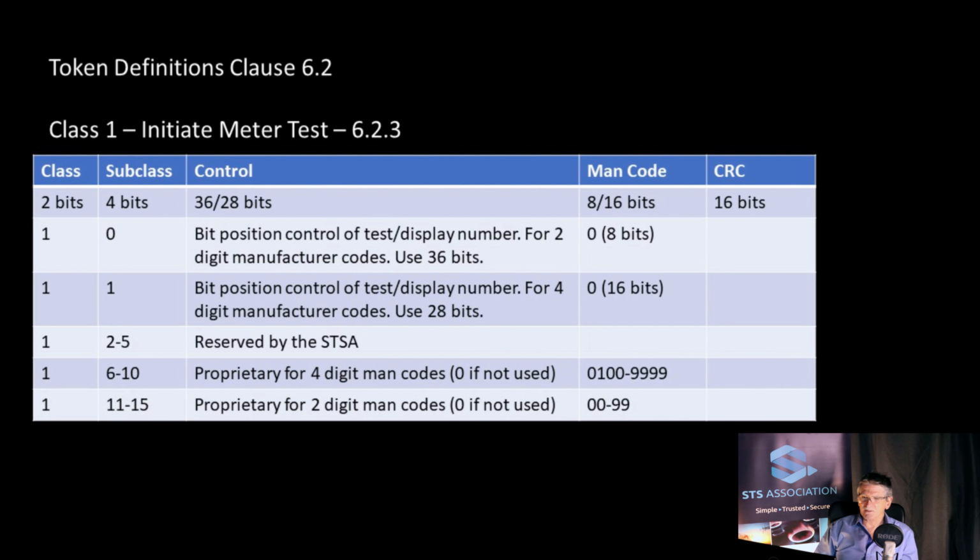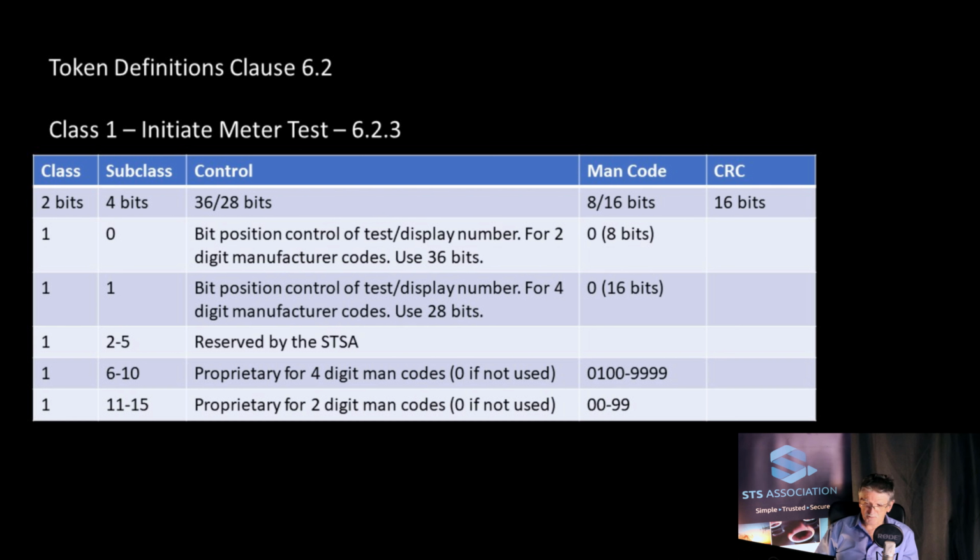Okay, so the token definitions, you can look at clause 6.2, and then for class 1, the initiate meter test, it's a class 1 token, all of them. The subclass is 0, and that is the bit position control of the test display number for 2-digit manufacturer codes. In this case, you use all 36 bits, and the manufacturer code portion of the token is set to a 0. On subclass 1, that is the same thing but for 4-digit manufacturer codes, and in this case you only use 28 bits. And in the manufacturer code, which is 16 bits, you set it to all zeros.